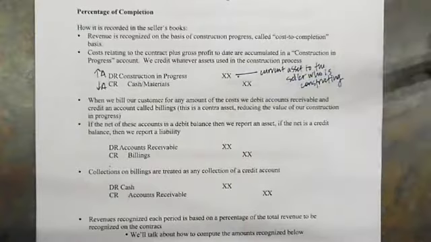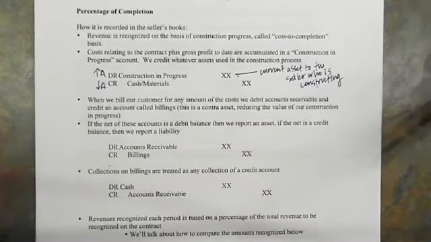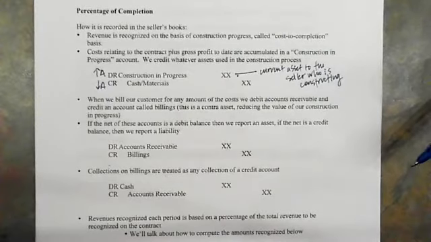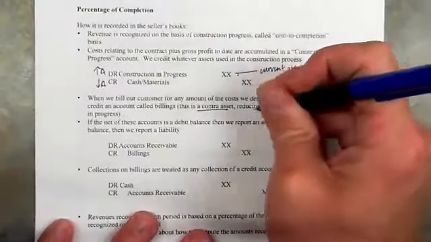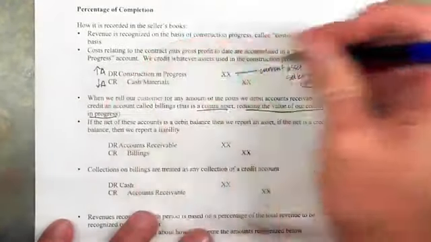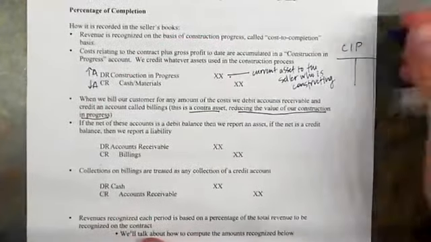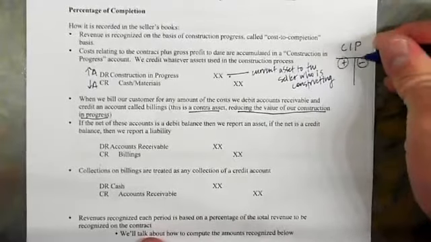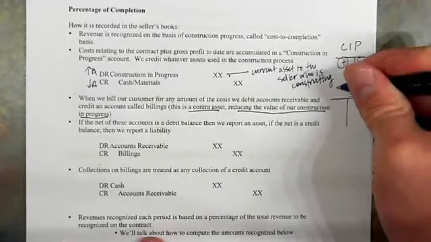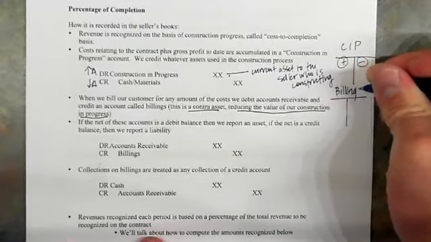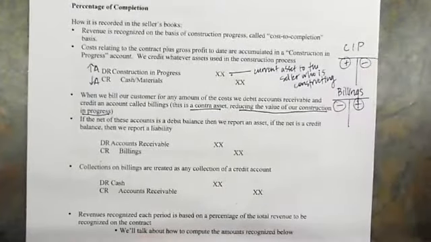When we bill a customer for any amount of the costs, we debit accounts receivable, then credit an account called billings. So this is a new account. This is a contra asset, and it reduces the value of our construction in progress account. So now we have two new accounts. I'll just shorthand it CIP. Remember, the CIP is a current asset, debits to increase it, credits to decrease it. And then we have billings now, which is a contra asset account. So it works in opposite of the CIP account.